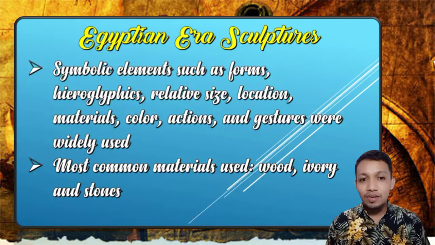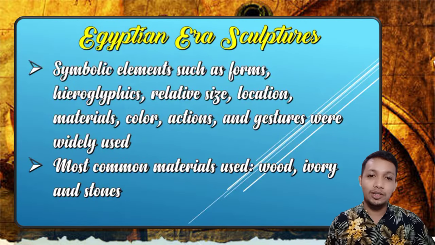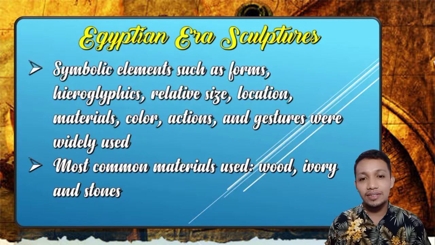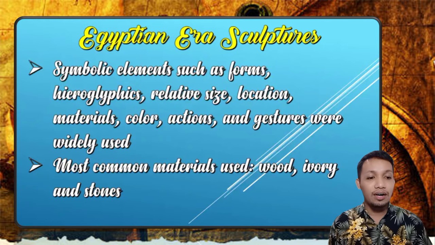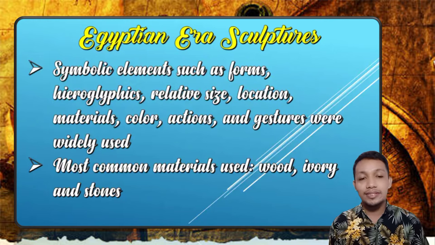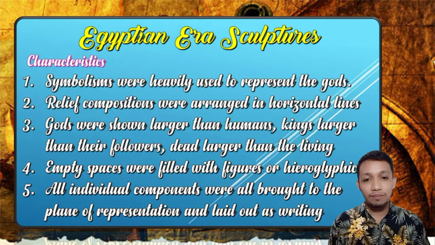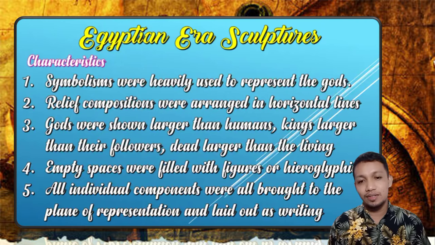Now class, let's proceed to Egyptian era sculptures. These are its characteristics: symbolic elements such as forms, hieroglyphics, relative size, location, materials, color, actions, and gestures were widely used. Most common materials used are wood, ivory, and stones. And these are other characteristics of Egyptian era sculptures.